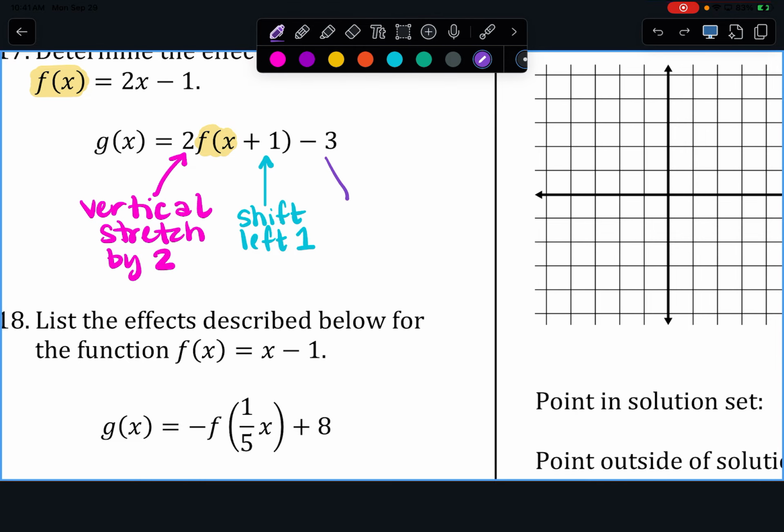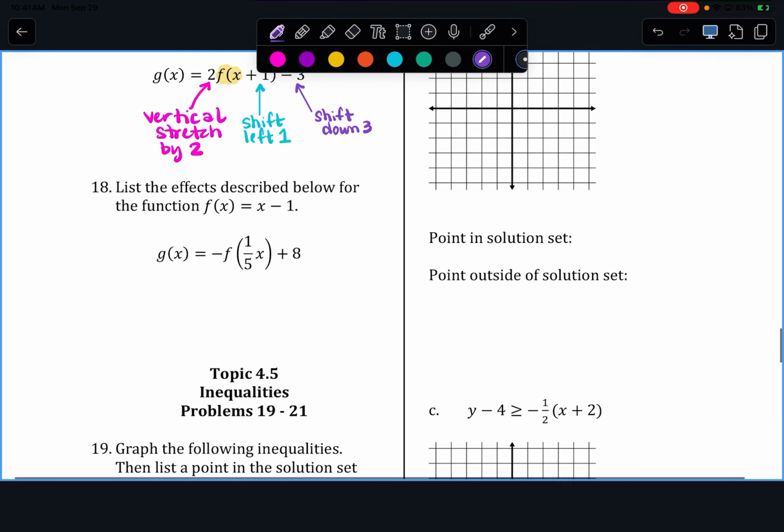And then our last one is the -3. It's definitely a vertical movement because it's outside the parentheses. And what you see is what you get on the outside. So that would mean vertically I'm going down 3. So shift down 3 units.